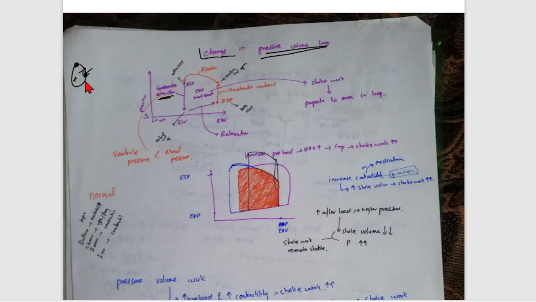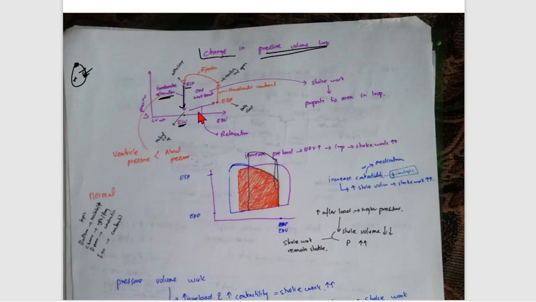No blood moves in and no blood moves out, because the volume of the blood is the same but the pressure is decreasing. So the pressure decreases here, and it comes to the end systolic pressure, and this is the end systolic volume.